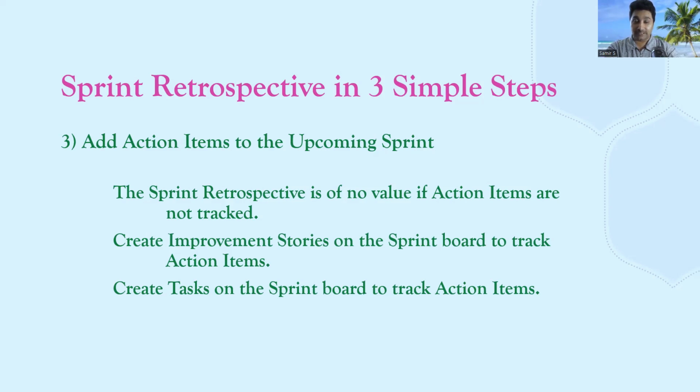Because if the sprint retrospective has to be efficient, it has to have collaboration, number one. Second one is make sure to capture the action items. And the third one is add action items to the sprint board and make sure that you take action on the action items that was captured.